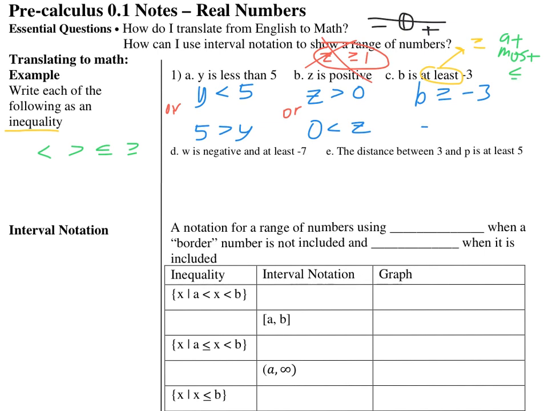And then once again, we can write this the other way. Negative 3 is less than or equal to b would mean the same thing. I can switch the order as long as I switch that inequality in the middle.